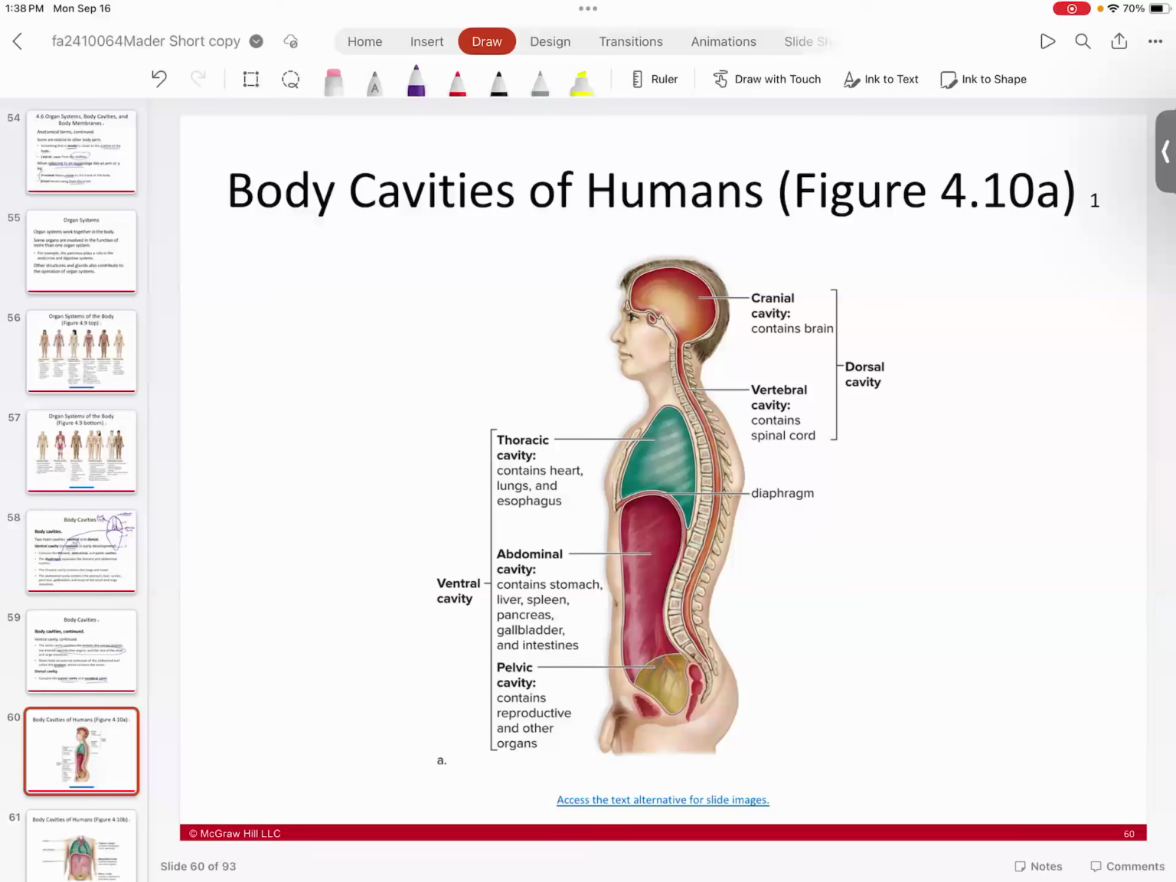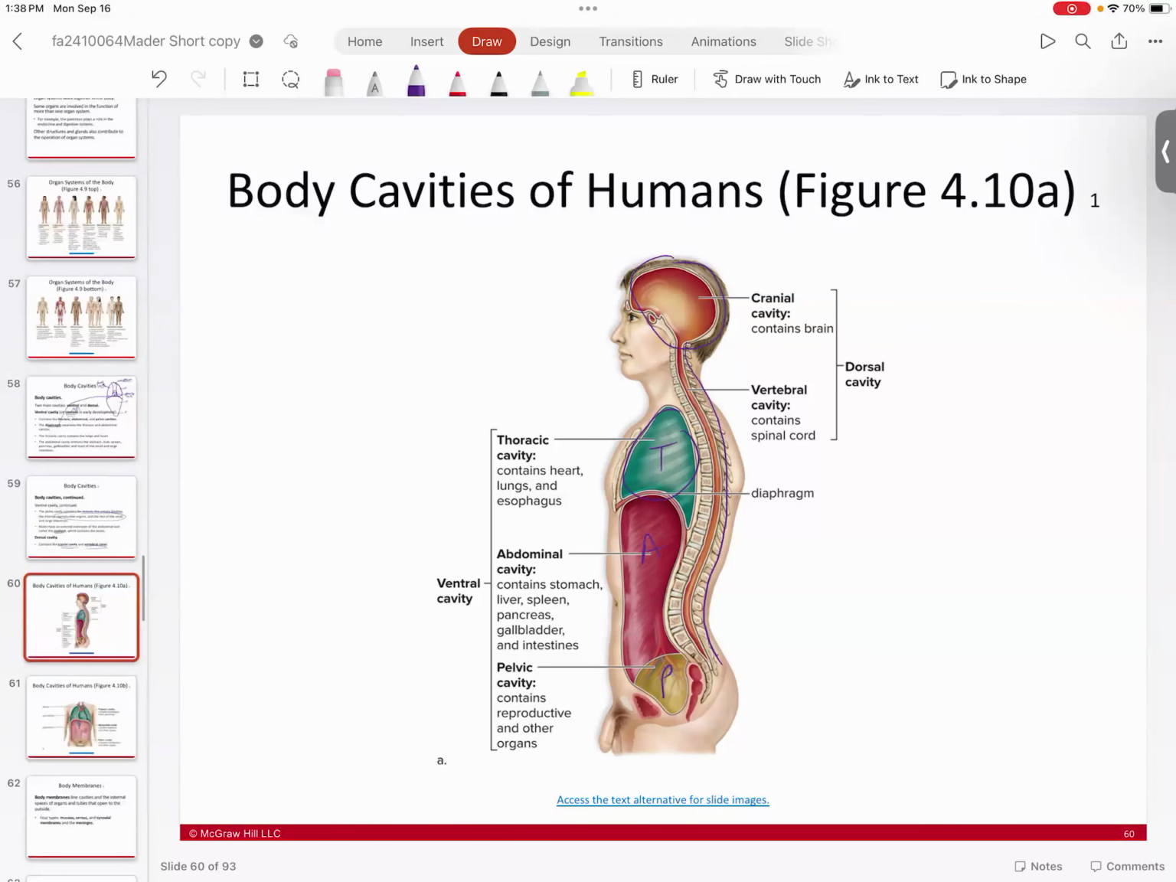And so this is kind of what it looks like. So here you can see you've got your cranial cavity up here, and you've got your dorsal spinal cord cavity going down your back. And then you've got your thoracic cavity, your abdominal cavity, and then your pelvic cavity, all lined in your ventral. This is where all your visceral organs are.